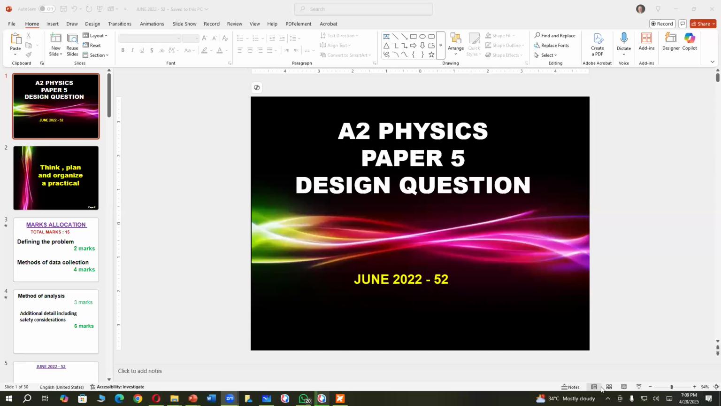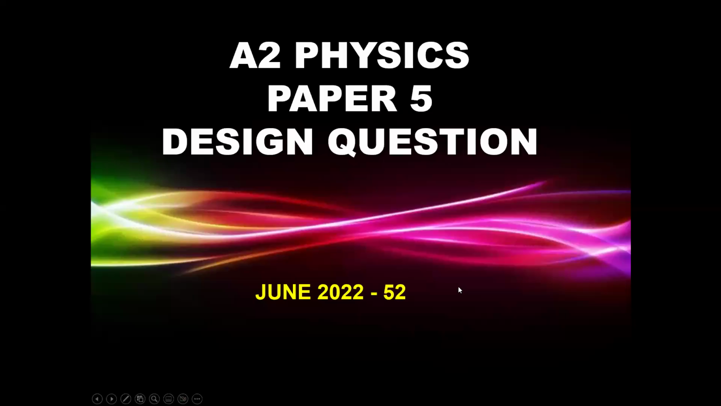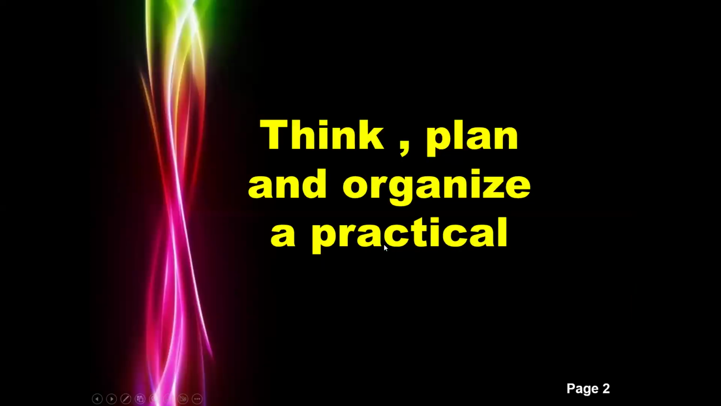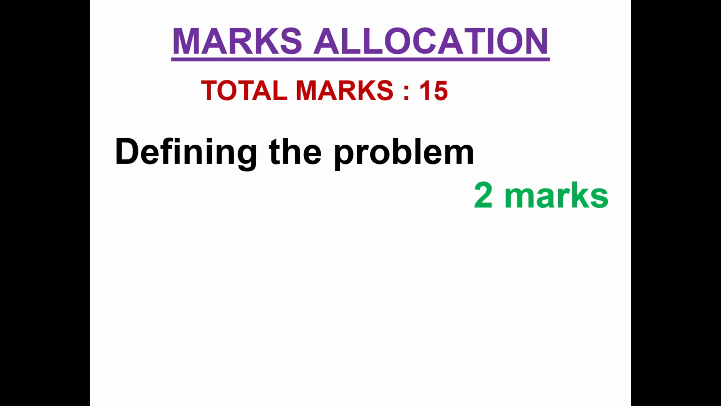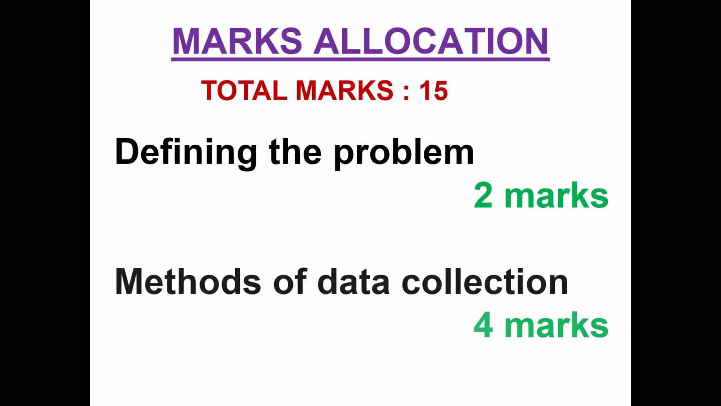June 2022, paper 52. We are starting this one. And this is the main theme of this question number one: think, plan, and organize. Now look at this, the marks allocation. Whenever you are solving this paper, you need to define the problem. There are 2 marks for it.